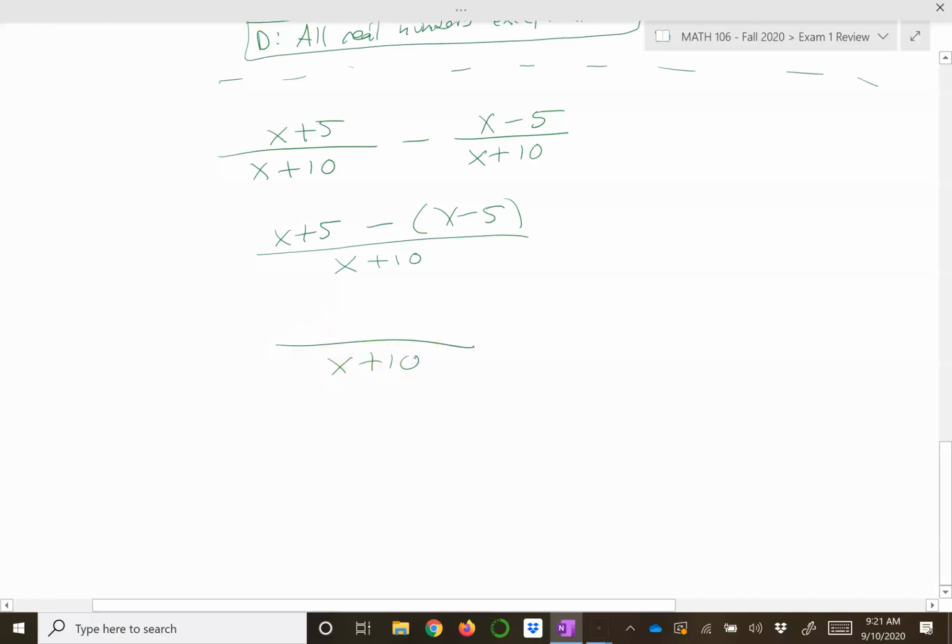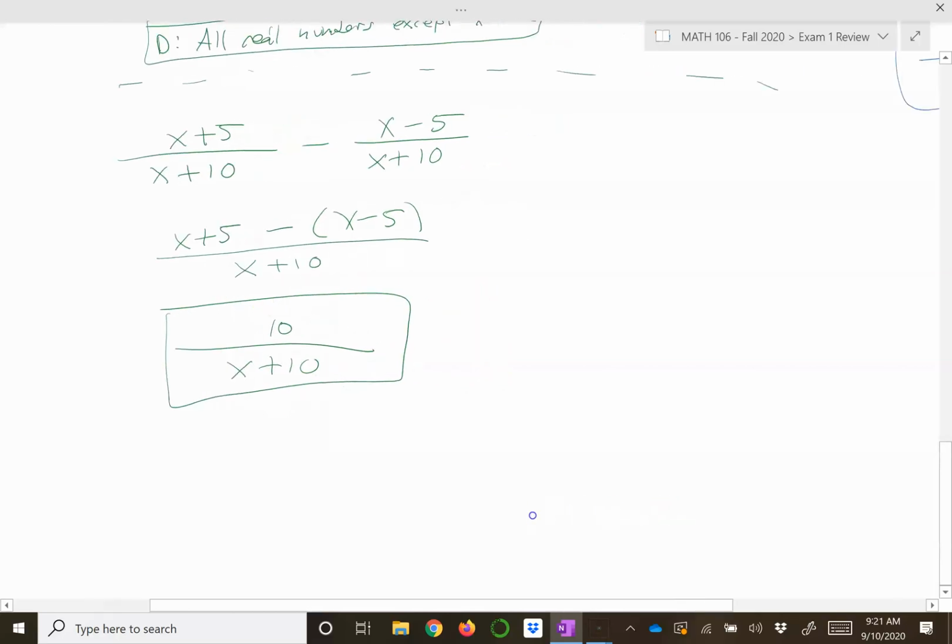Now, what happens to the x's in the numerator? See how that's x minus x, so they go away. But what about the 5's? It's 5 minus a negative 5, so isn't that 5 plus 5? Yeah, so I get a 10. Again, can I cancel those 10s out? No, can't do it. So there's my final answer.